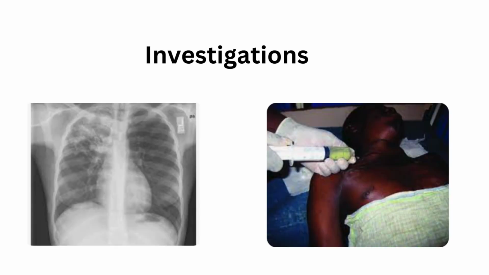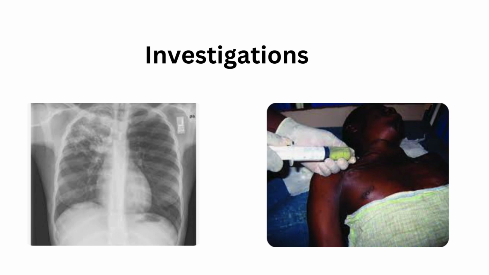Investigations. Complete CBC shows anemia and lymphocytosis. ESR is raised. Mantoux intradermal test is positive. ELISA test is a serological test for tuberculosis and may be positive. Sputum examination may show acid-fast tubercular bacilli. Chest X-ray may show fibrocavitatory lesion, usually in right upper lobe, calcification, pleural effusion.